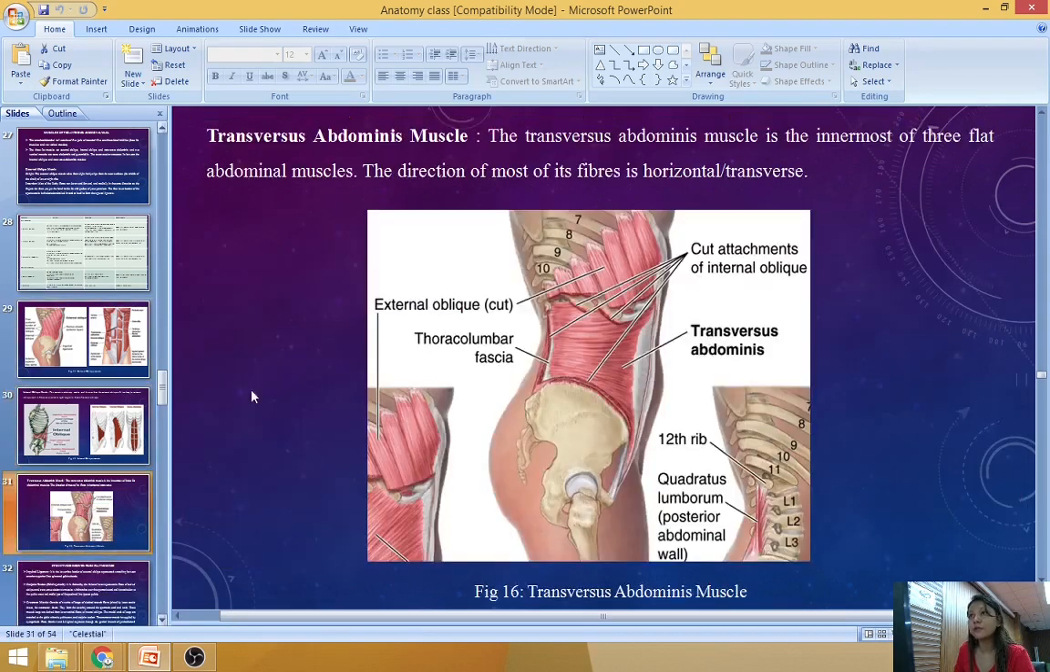Now we are going to transversus abdominis. If you cut the internal and external obliques, you will get transversus abdominis. It is the innermost of the three flat abdominal muscles, and the direction is horizontal. So what is the direction of transversus abdominis? It is in the word only. Transverse means horizontal. So the direction is horizontal.